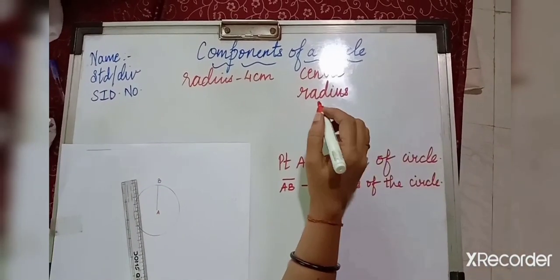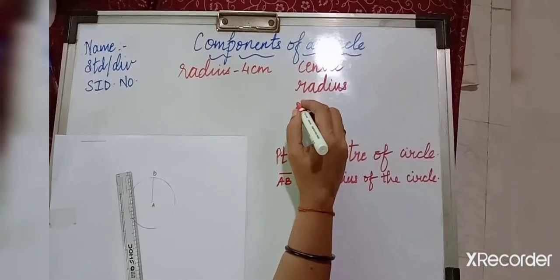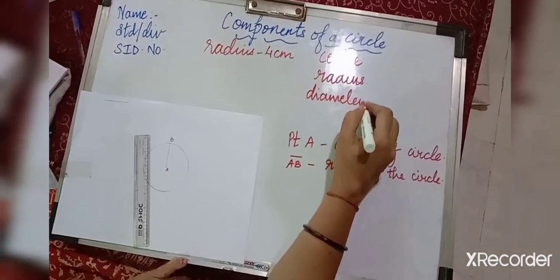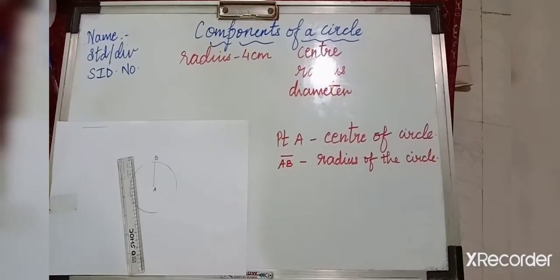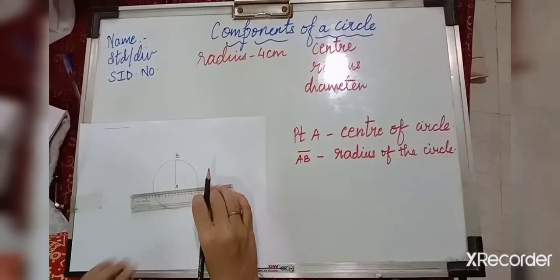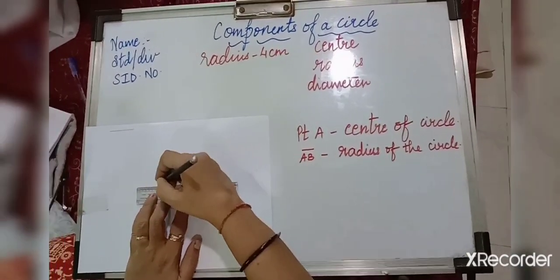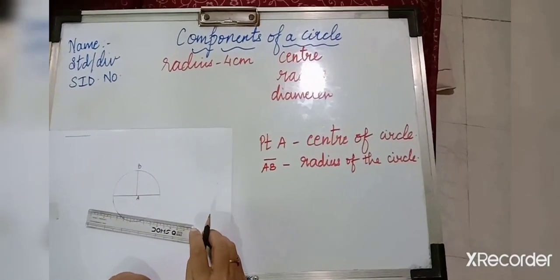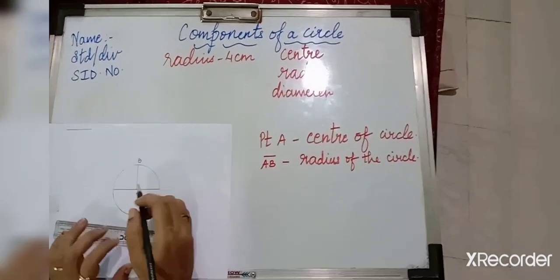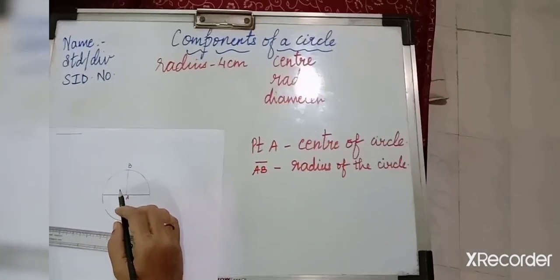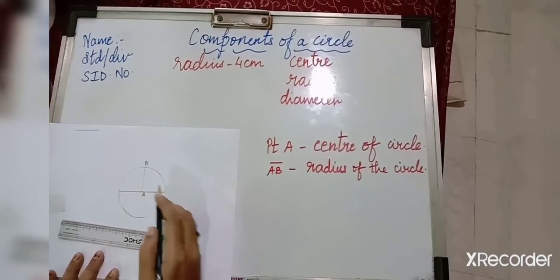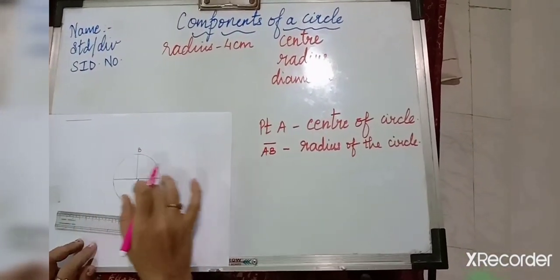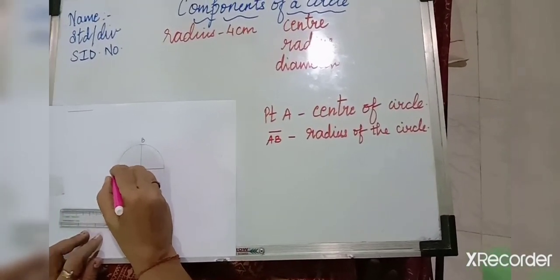Now let us come to the third component of a circle, that is the diameter of a circle. Now what is a diameter? Suppose I draw a line passing through the center and joining any 2 points on the circle. So a diameter is the segment that joins any 2 points on the circle and it always passes through the center.